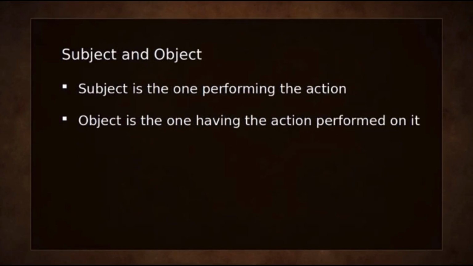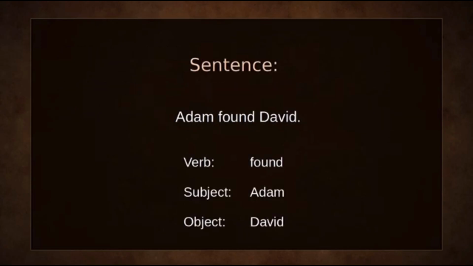The object. So the subject is the noun that is doing the action of the verb. The object is a noun that is having the action done to it. Here is an example in English. Adam found David. In this sentence, the verb, the action, is found. The subject, the one doing the finding, is Adam. And the object, the one being found, is David. So again, the subject is doing the action, and the object is having the action done to it.